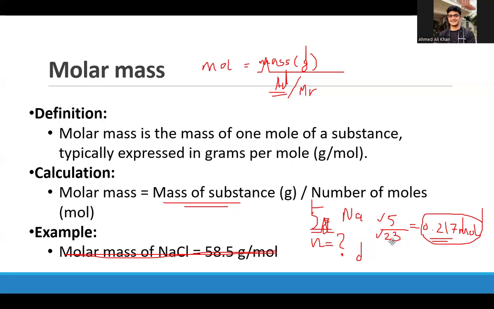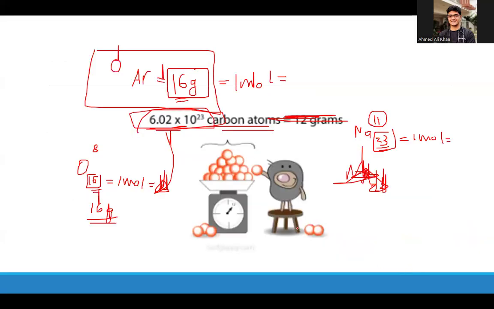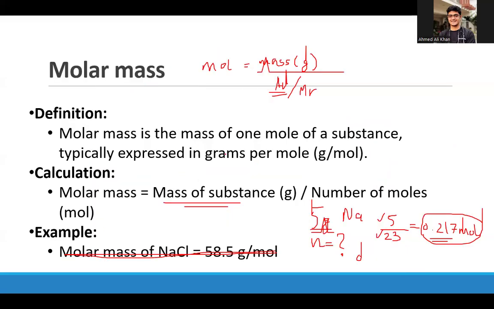So if you want to find the number of atoms in this 5 gram sample or in 0.217 moles, we simply multiply it by Avogadro's number. You know that 1 mole of any substance contains 6.02 into 10 power 23 particles, right? So if 1 mole contains 6.02 into 10 power 23 particles, how many particles in 0.217? Simple, 0.217 multiplied by Avogadro's number.